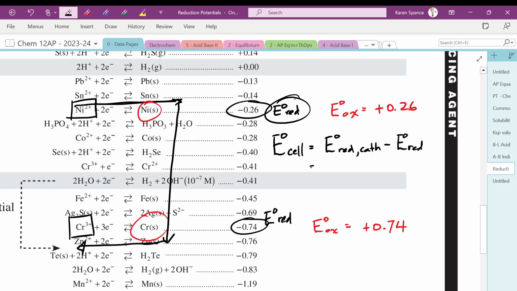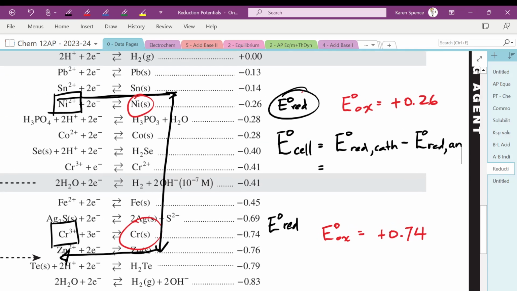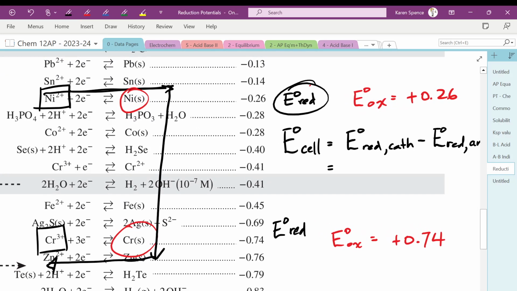You guys are hilarious. So please tell me, what is E0 for reduction at the cathode? What value should we be writing down for E0 reduction cathode? Oh my God, you guys are killing me. What's the reduction potential at the cathode?